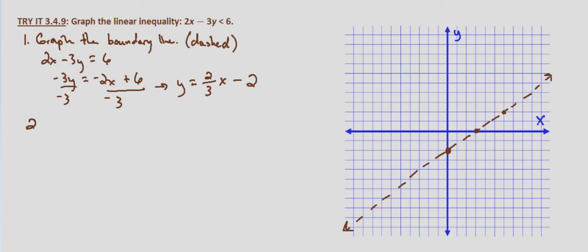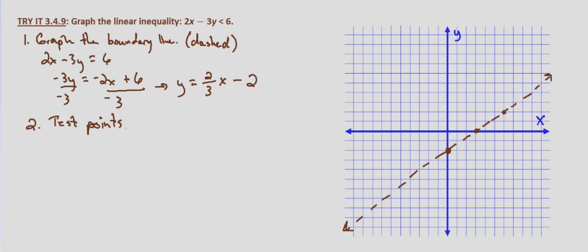So our second step is to test points. You technically only need to test one point, because if you test on one side and it doesn't work, then we shade the other side. If you test on a side and it does work, we shade that side. But just to be sure to check, I'm going to test points on both sides.